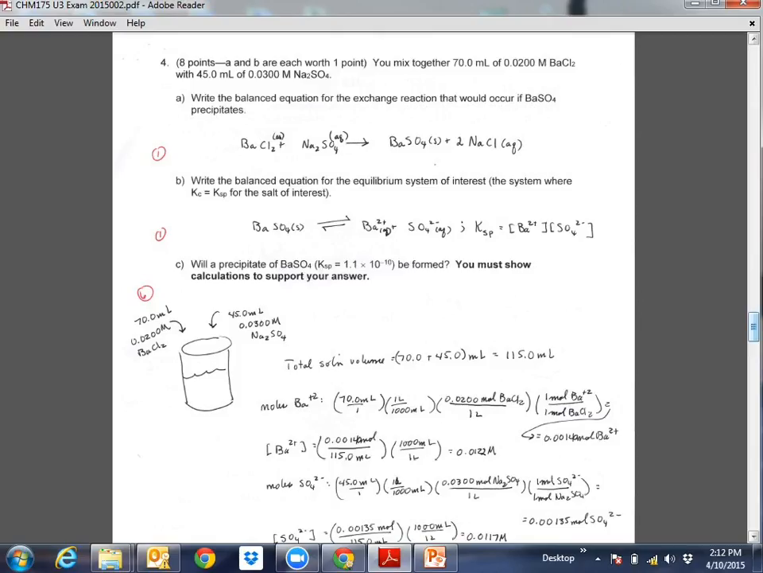Then B, you were supposed to say the barium sulfate is basically insoluble. What does that equilibrium look like? And that you can see for B. So then you were supposed to say, will a precipitate be formed? And remember, we were given the Ksp.